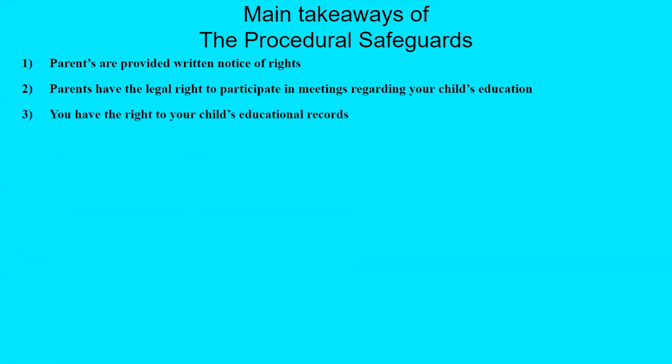You have the right to your child's educational records, which means that if you request those, the school must oblige and provide them. The school must protect your child's confidentiality. This means that a school will not give out any kind of information about your child without your written consent.